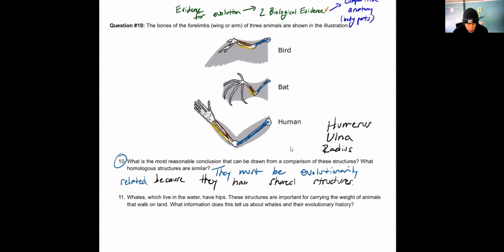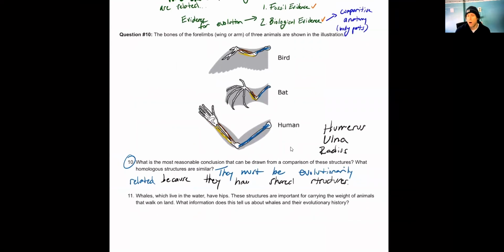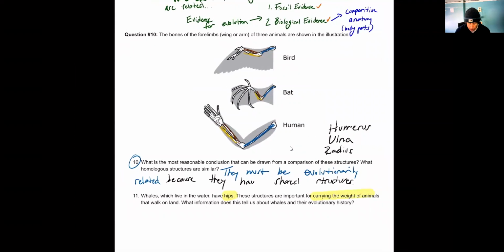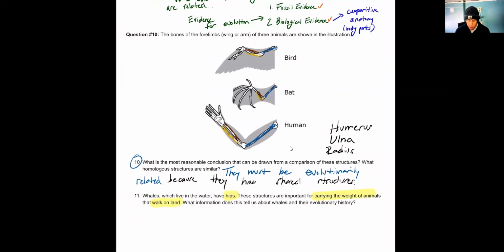It says whales, which live in the water, have hips. These structures are important for carrying the weight of animals that walk on land. So it's an important thing to know. Why do we need hips? Because they help carry the weight of animals walking on land.